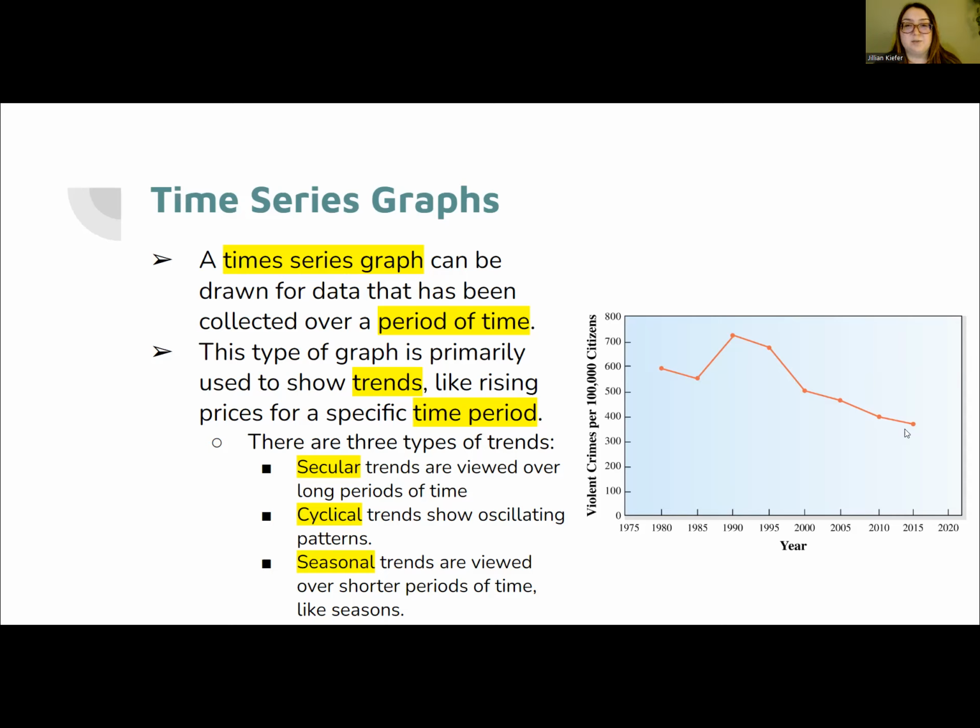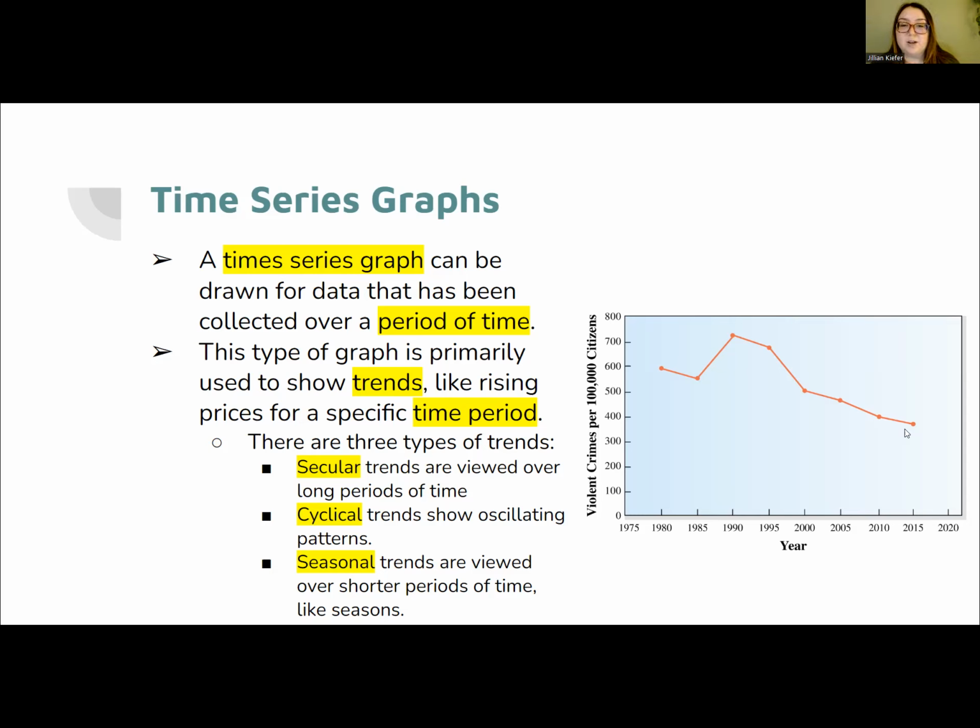Then we have seasonal trends, which are viewed over shorter periods of time like seasons. So a cyclical trend would be like temperature over the years. Seasonal trends would be something like temperature in the fall, temperature in the winter, temperature in the spring, temperature in the summer. So it's smaller periods of time. It's very typically seasonal, although it doesn't have to be the seasons of the year. It can just be portions of the year or any portion of time.